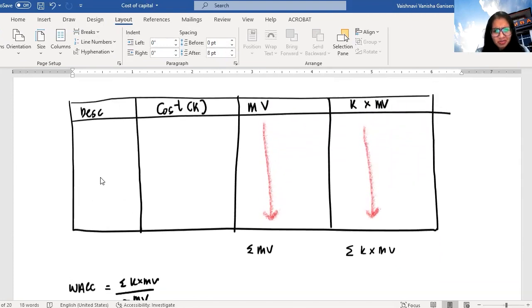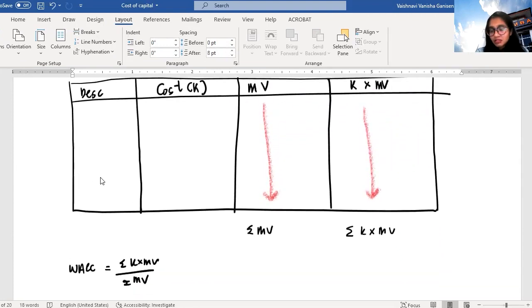Simple. So guys, do you think you need to memorize anything here? Nothing to memorize except for my table. So what is the description? The description is the equity or ordinary shares, and then your debentures or loan notes or bonds, and then preference shares.